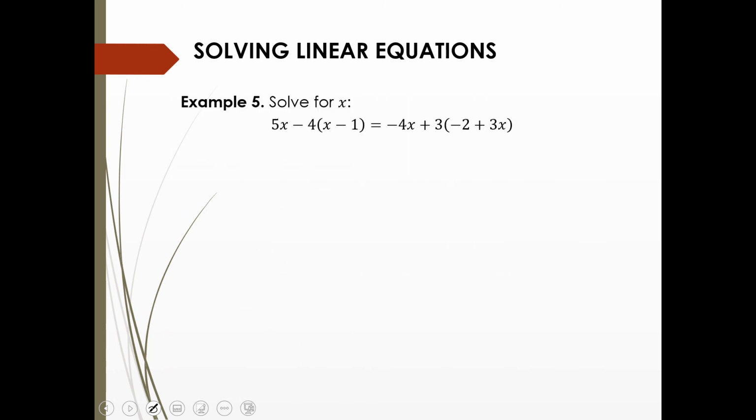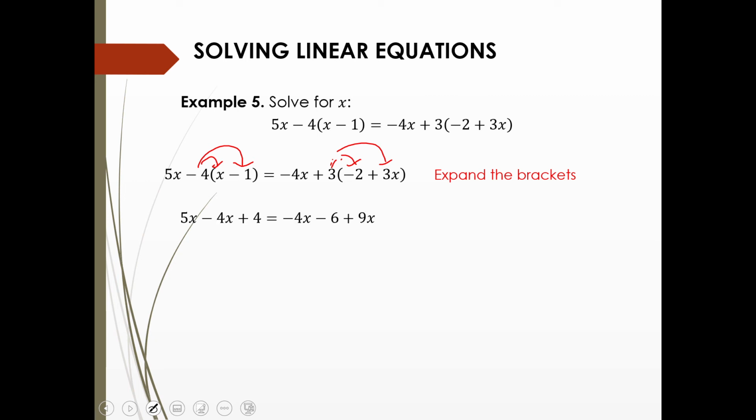So let's have another one. So we have here, as you can see, it becomes complicated. So again, first you need to expand the brackets. You need to remove the brackets. So you will start here, multiply minus 4. Always start with the brackets. Okay, and then 5x, minus 4 times x is minus 4x, minus 4 times minus 1 is positive 4, 3 times minus 2 is minus 6, 3 times 3x is 9x.